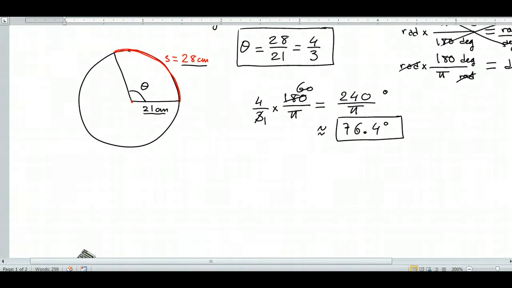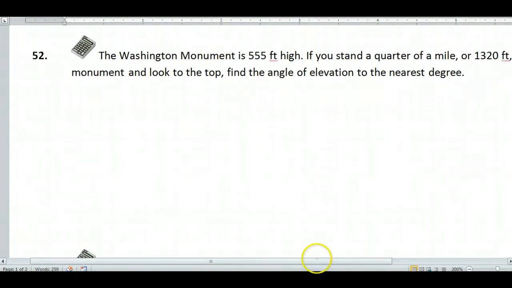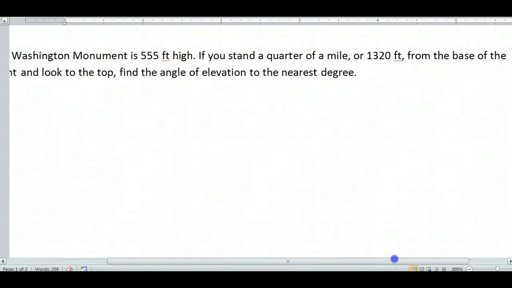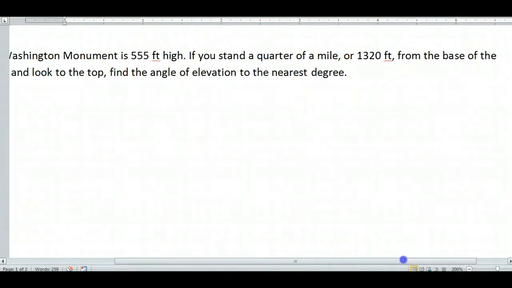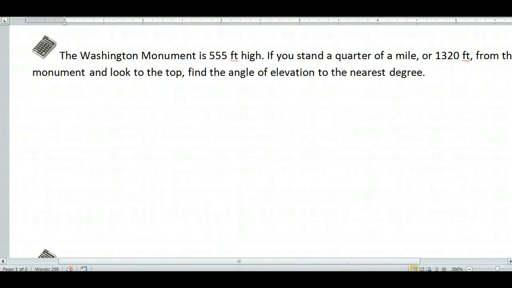All right. Next one. The Washington Monument is 555 feet high. If you stand a quarter mile or 1,320 feet from the base of the monument and look at the top, find the angle of elevation to the nearest degree.